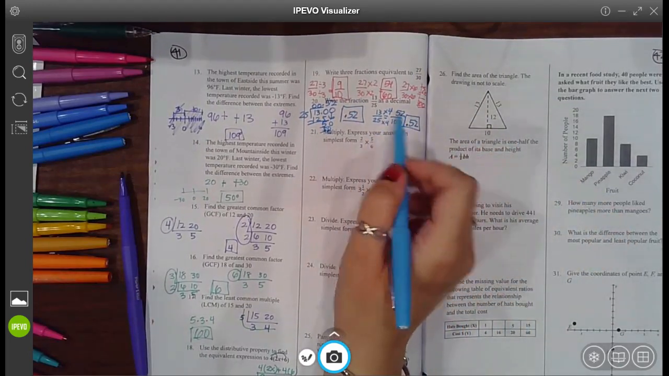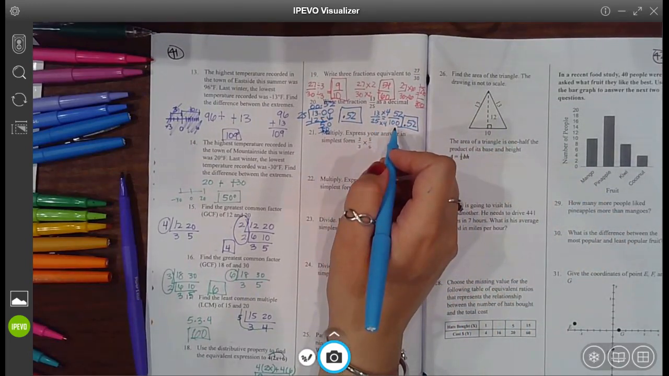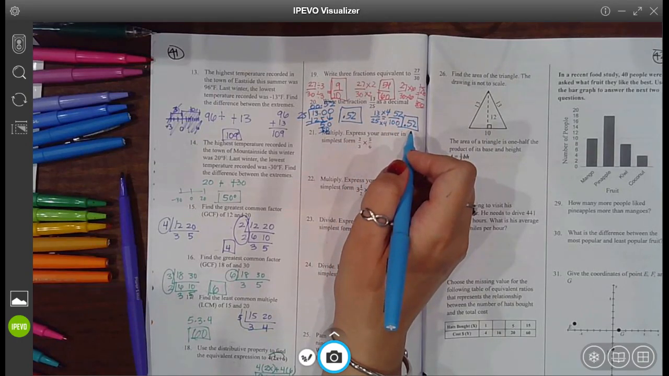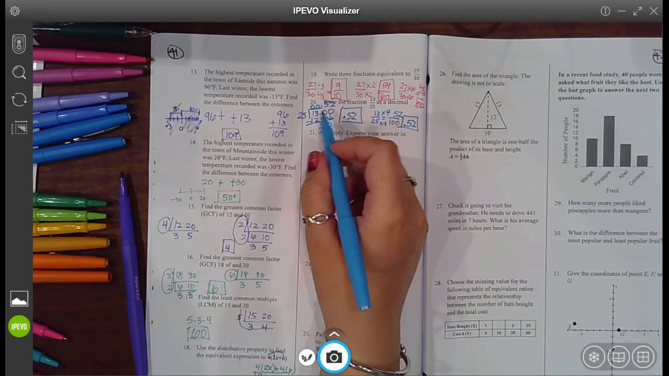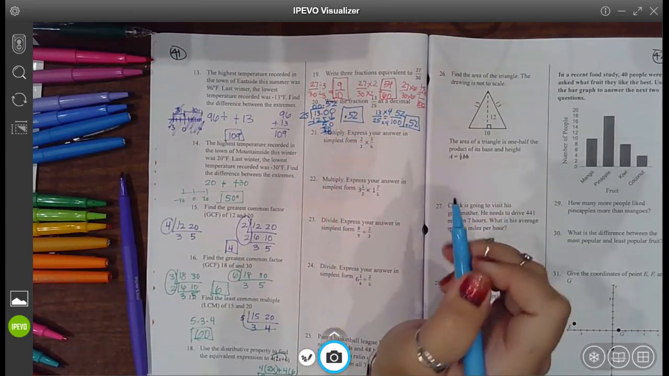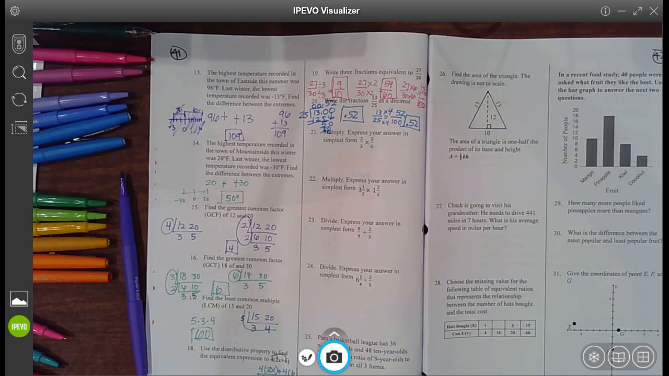So this way sometimes works. If you can get the denominator to become 10 or 100, then you can change that to a decimal. Or this way always works. Take the top, divide it by the bottom, and then you'll get what it is as a decimal. All right, and we're going to take a break from there.